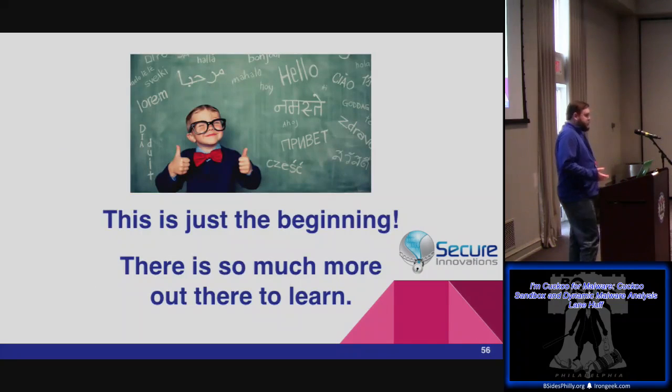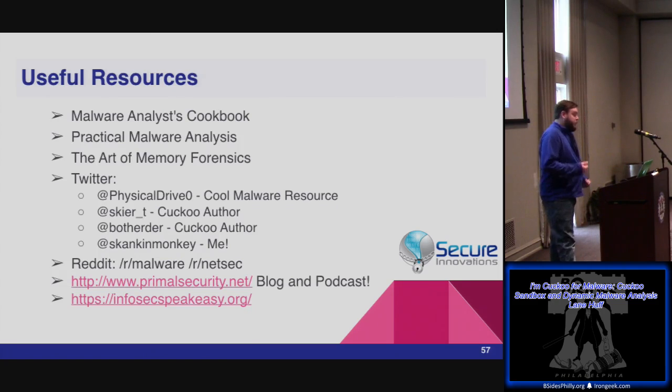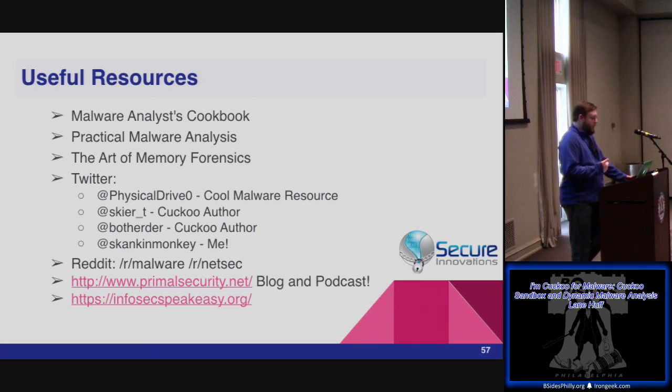So this is just the beginning. There's tons of information out there about Cuckoo and malware analysis in general. I really recommend Malware Analysis Cookbook and Practical Malware Analysis. If you're going to look into memory analysis, The Art of Memory Forensics is written by the guys that do the Volatility framework, which is what Cuckoo uses for memory analysis.